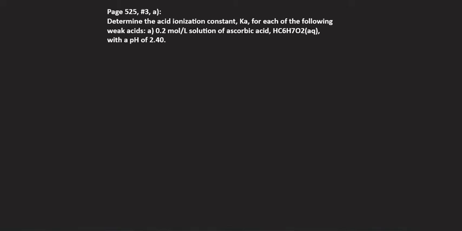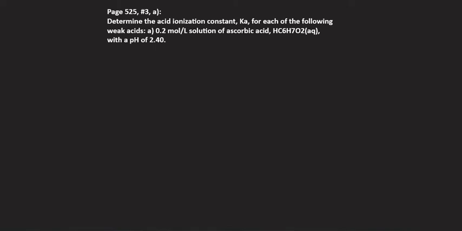Okay, so the question asks to calculate the acid ionization constant Ka, and it says you have the following information. So you have 0.02 molar concentration of ascorbic acid, and it has a certain pH of 2.4. Now, what it's not saying here, what it's implying, is that this is at equilibrium. So at equilibrium it has a pH of 2.4 and a concentration of 0.2. So the acid has a concentration of 0.2.